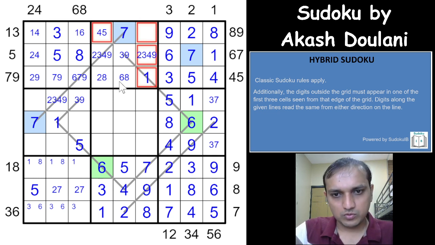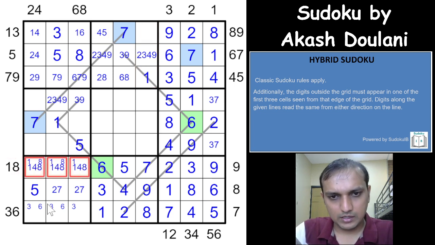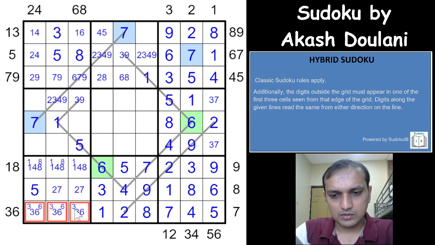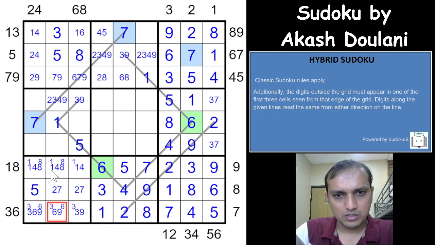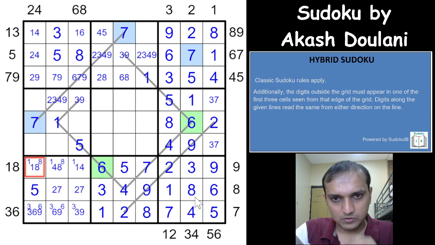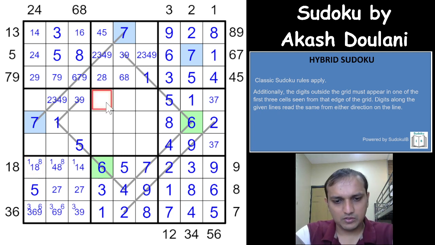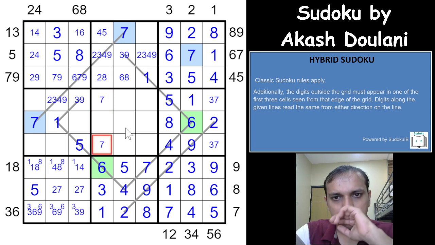Okay, so which means 1, 4 and 8, right? 1, 4 and an 8, 3, 6 and 9, right? So 6 cannot be here, 8 cannot be here, 3 cannot be here, 1 cannot be here. You cannot have a 4 here. 5, 7. 7 is in one of these two cells.